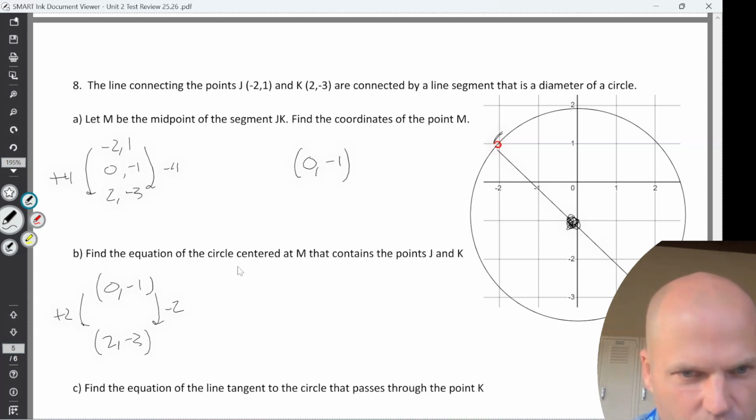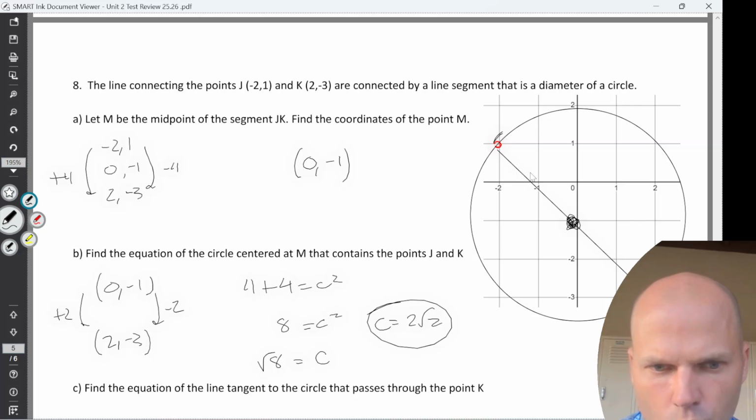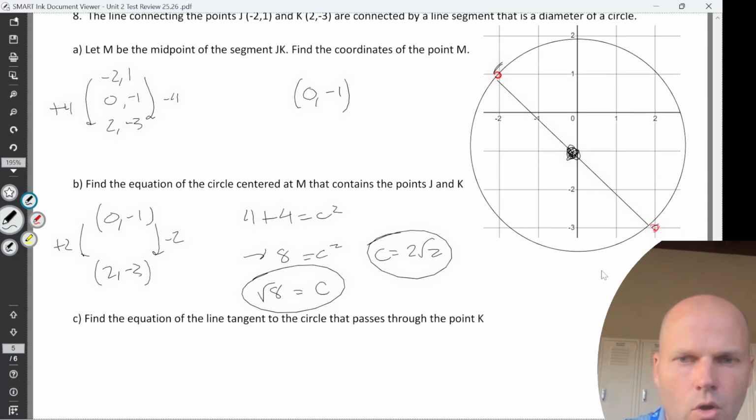So I got a squared plus b squared equals c squared. I got c squared equals 8, which means c is root 8. Simplify root 8. We've done it before. You get 2 root 2. So this is the radius, or this, and this is the radius squared.